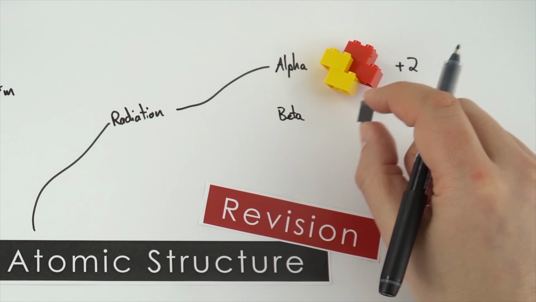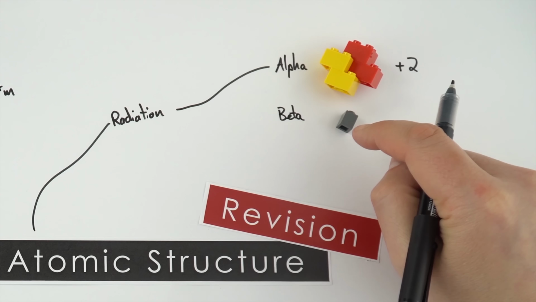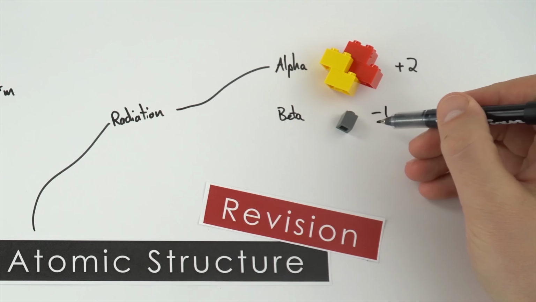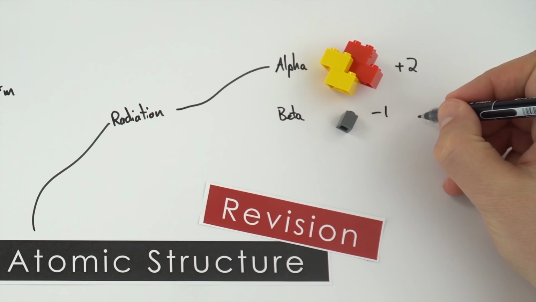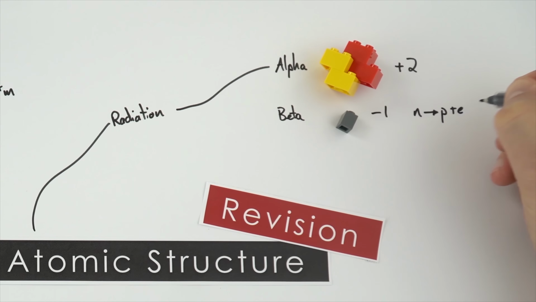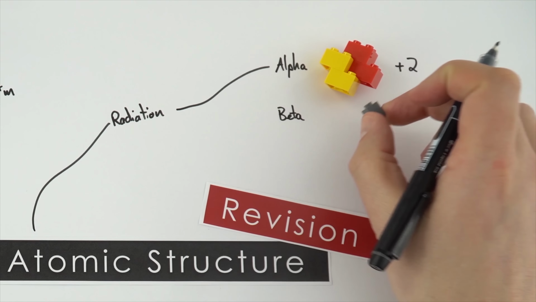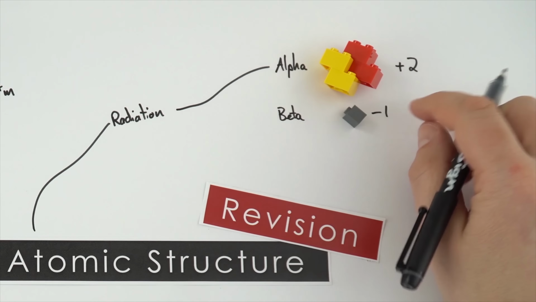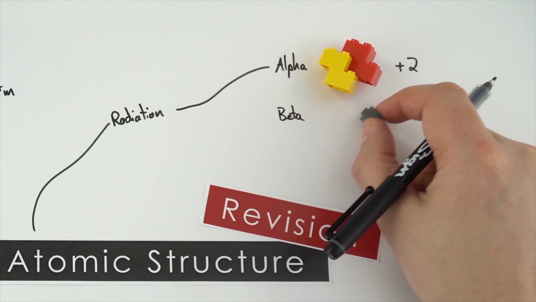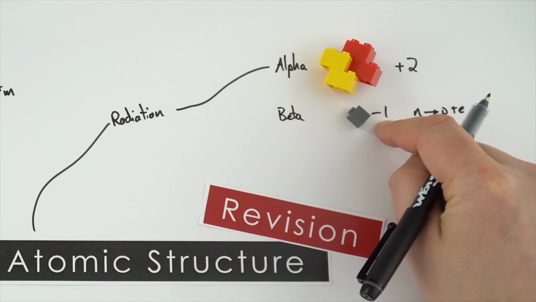The next type is beta. And beta radiation is a high-speed electron which is emitted from the nucleus of the atom. This has got a charge of -1 because it's an electron. And actually what's happening inside is that a neutron turns into a proton and an electron. So this is then emitted. It's quite ionizing still because it's got a charge of -1. It's got a longer range than alpha, but it's not as dangerous because it's not got such a big charge.